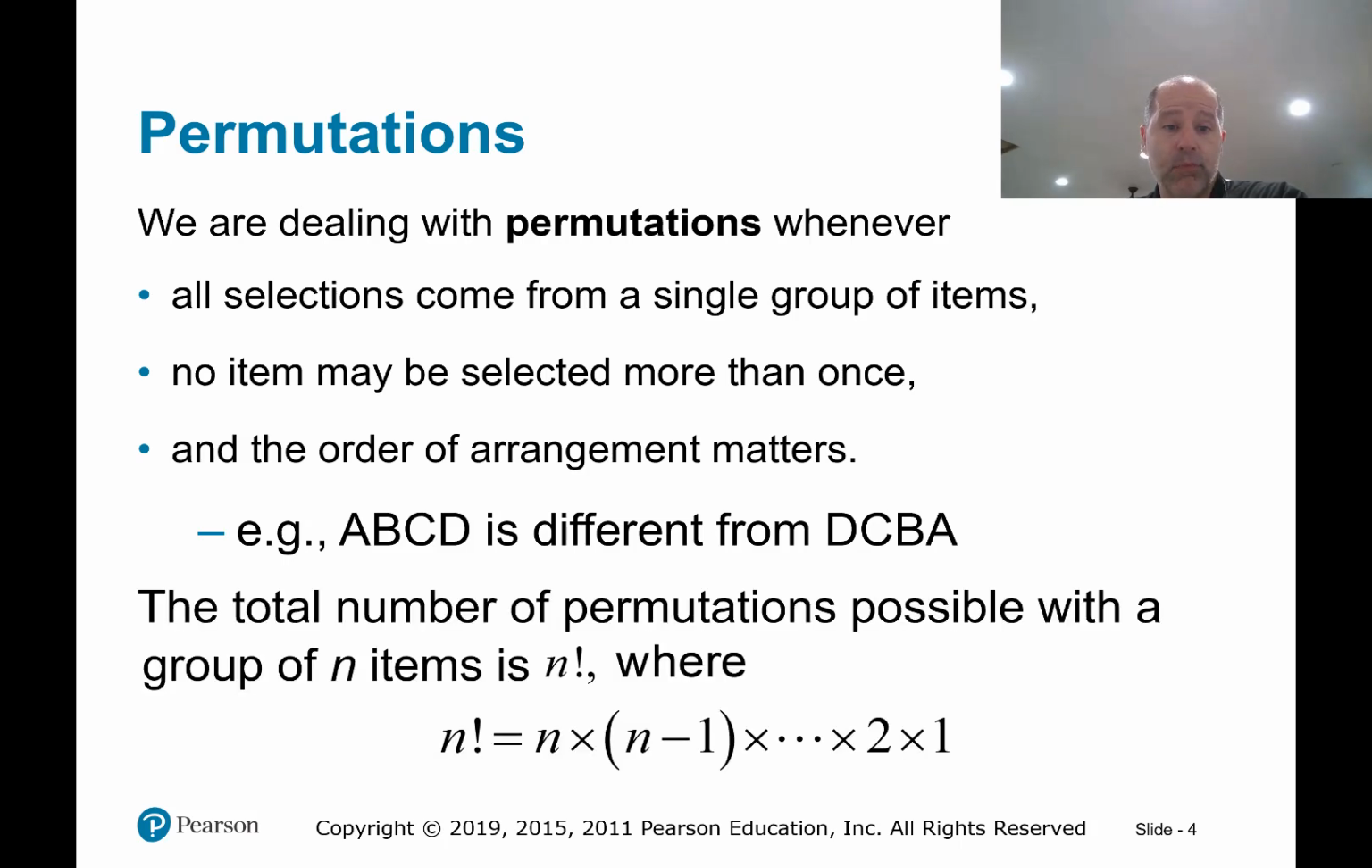So order matters. And the total number of permutations that's possible for a group of n items is n factorial, because what you're doing is you're arranging all n items. Okay? So this symbol, the exclamation point, is called a factorial symbol. And that n factorial means that we take each integer from n all the way down to 1 and multiply them all together. And that will give us the total number of permutations.